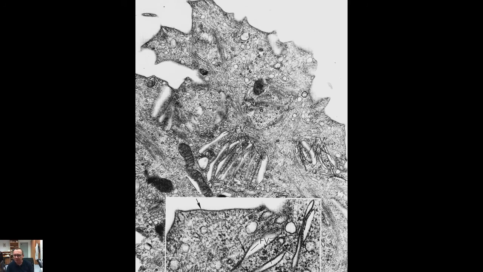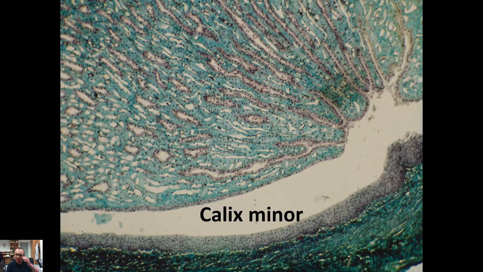Yes, there are again fusiform vesicles and invaginations of plasma membrane, and in this high magnification we can see electron dense plaques of uroplakin under the membrane. Okay, let's go through the urinary passages.